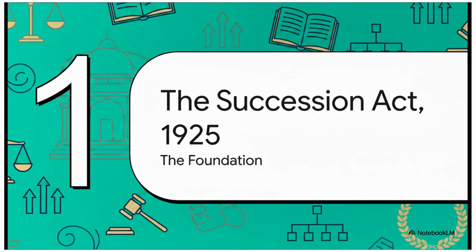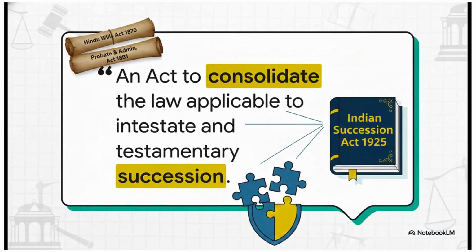First up, the Act itself. To really understand it, we have to ask a simple question. Why was this thing even needed in the first place? And the answer is right there, smack in the preamble. The key word here is consolidation. Just think about it. Before 1925, you had all these separate laws just floating around, like the Hindu Wills Act and the Probate and Administration Act. This legislation was designed to basically sweep them all under one roof, creating a much clearer, unified system.